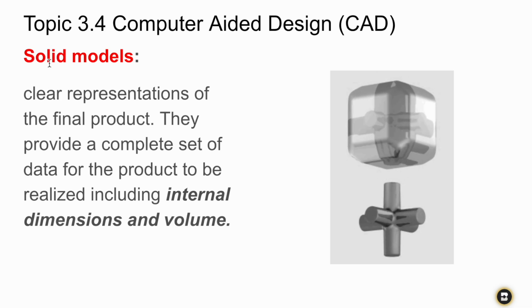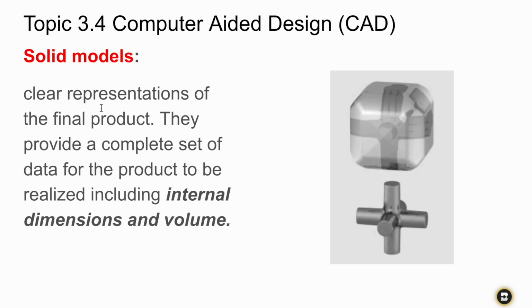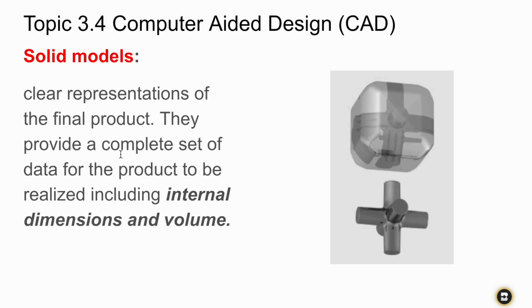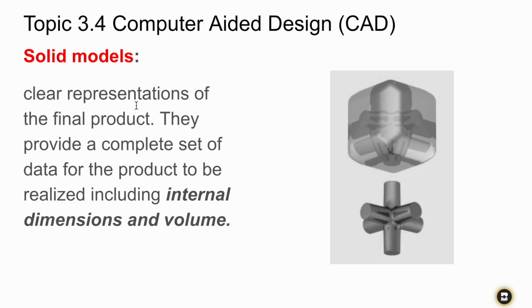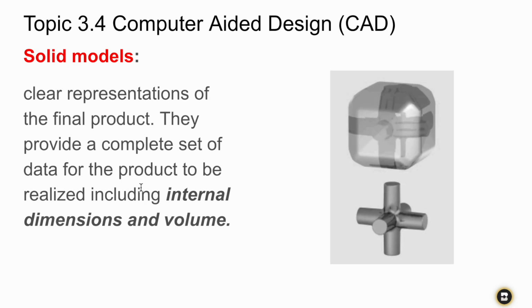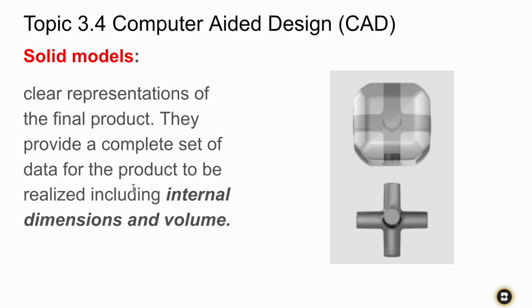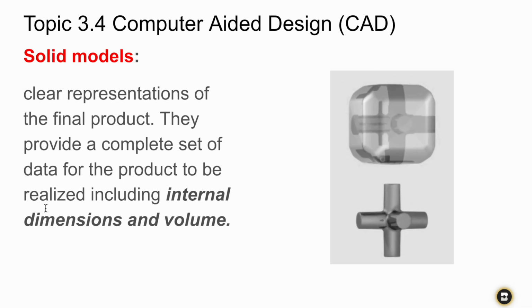It means that we can have clear representations of the final product. It provides a complete set of data for the production, and this is internal and external. So it's really important that you understand the difference between those two. Remember that surface models only show you the outside and nothing about the inside.